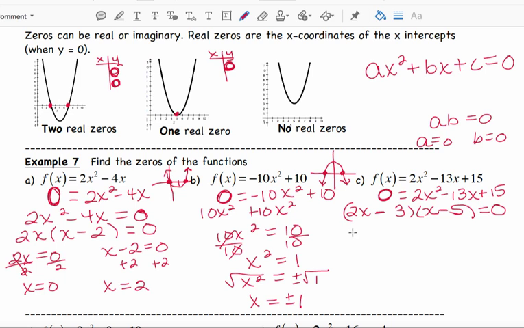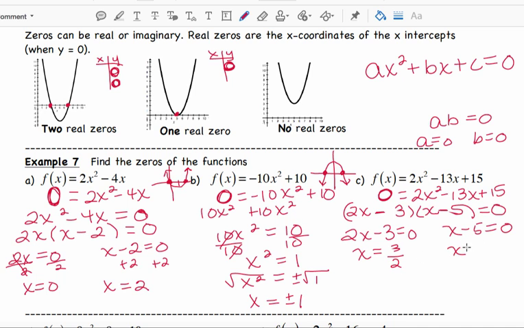And then I'm going to take each factor and set my factors separately equal to 0 to finish solving. That's called the zero product property. And then to solve this first little mini equation here, I'm going to add 3 and then divide by 2.